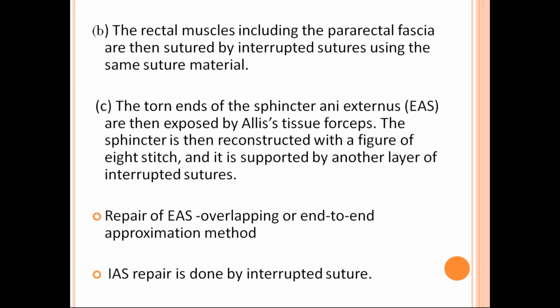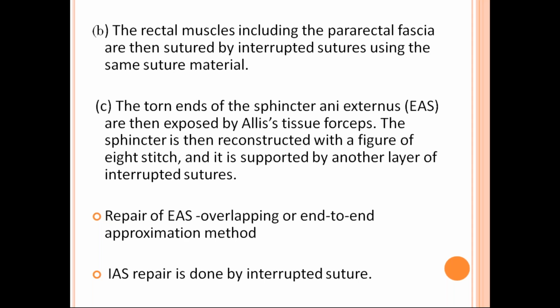Then after completing the rectal mucosa, with the same suture, you then take the rectal muscle, the submucosa or rectal muscle, and suture that together. That is also interrupted. All sutures are interrupted. Then you identify and hold the torn end of the anal sphincter.